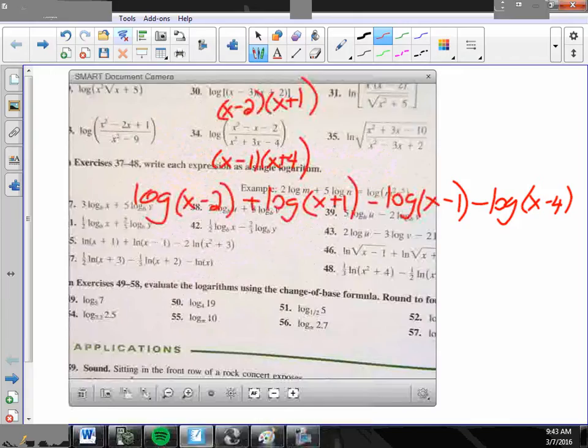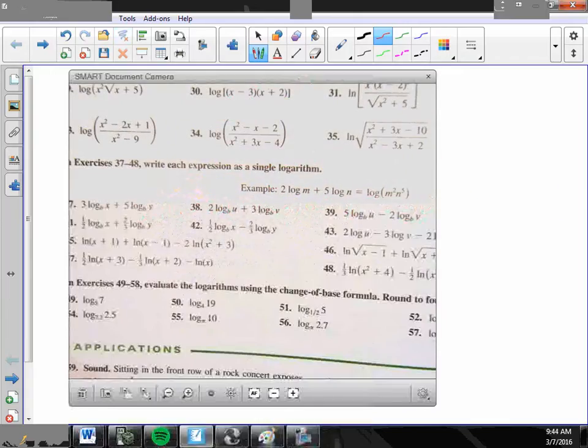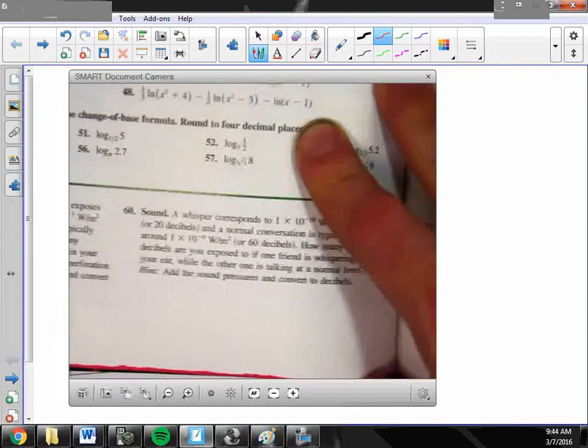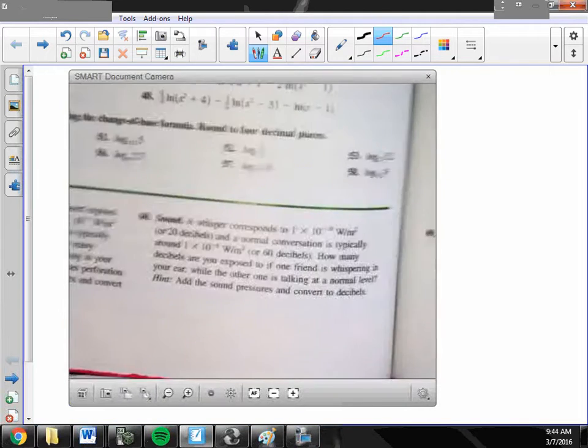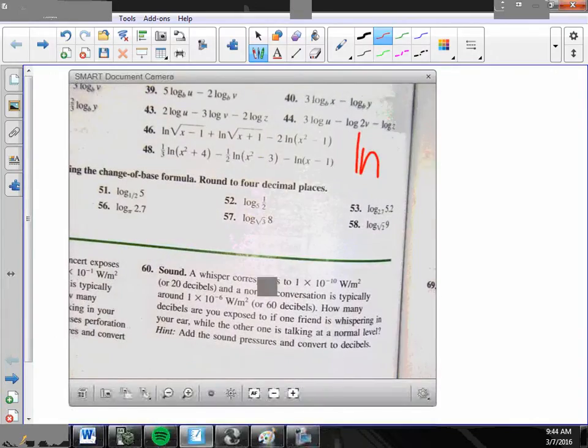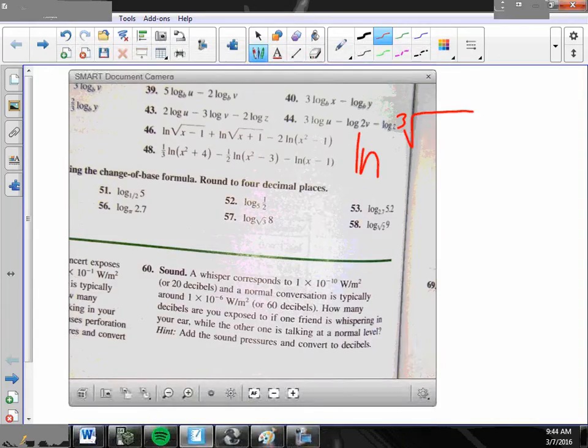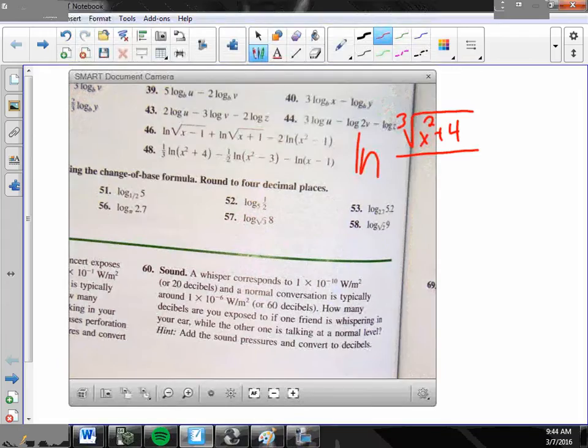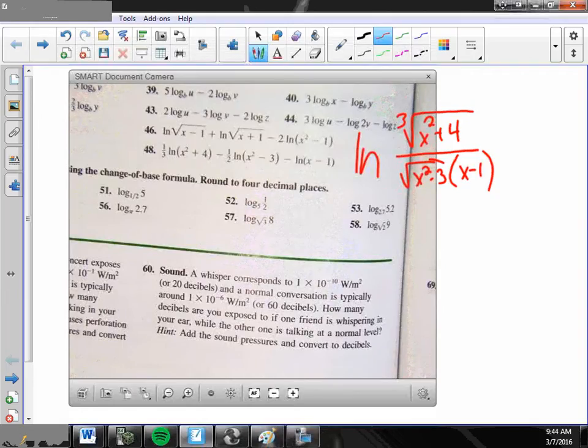All right. On the next section, you're just going to go backwards. So take a look at 48. The ln of the cubed root of x squared plus 4, all divided by the square root of x squared minus 3 times x minus 1. Yeah, this shouldn't be too bad.